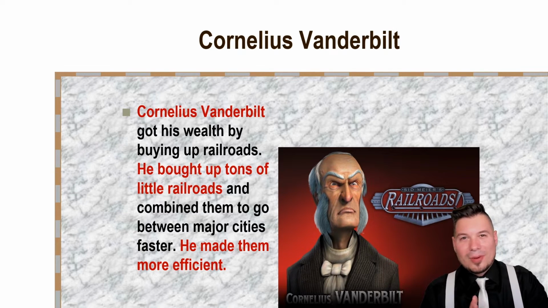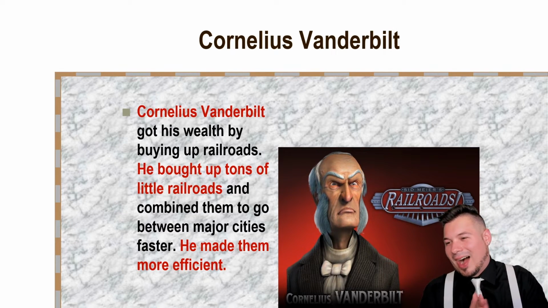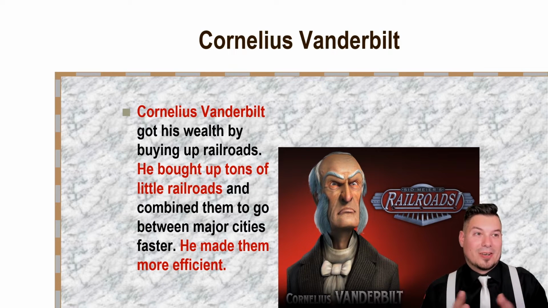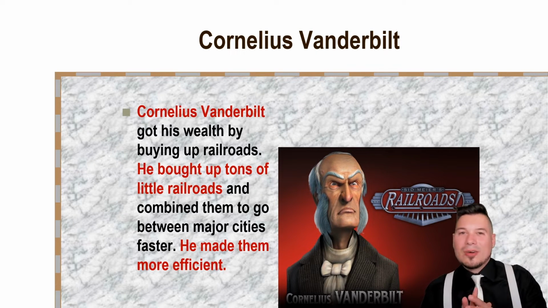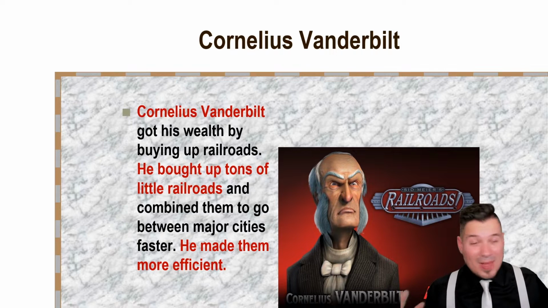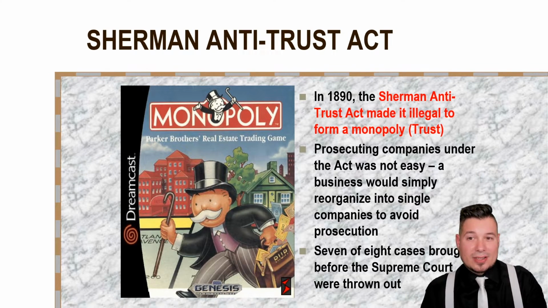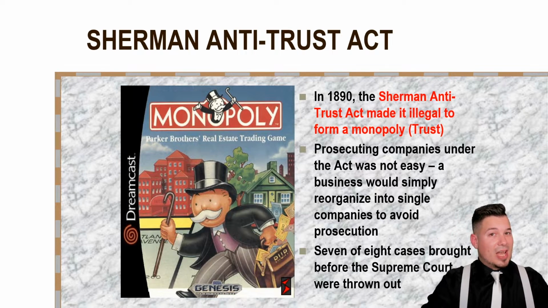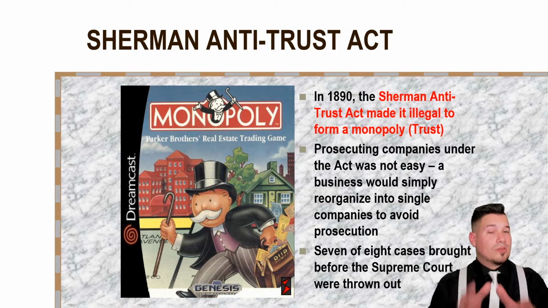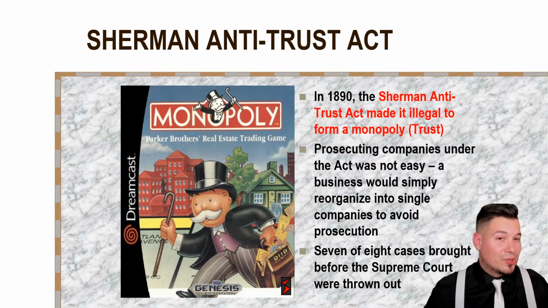Another one is J.P. Morgan. We're not going to get too much into him in this chapter, but again, he's going to be another one of these big tycoons. Now, how are we going to stop these guys from making these huge monopolies? Well, they put through the Sherman Antitrust Act. In 1890, the Sherman Antitrust Act was supposed to make it illegal to form a monopoly, or like we said, a trust.